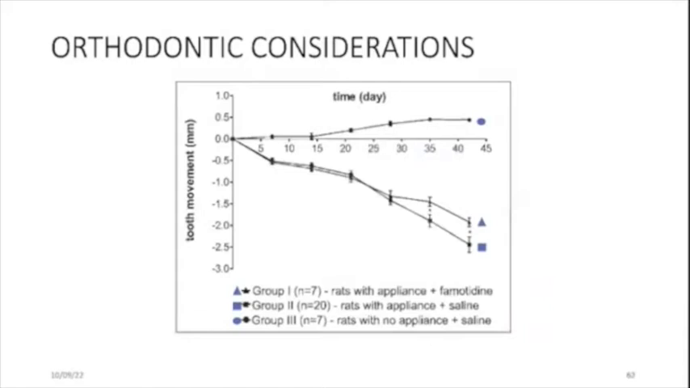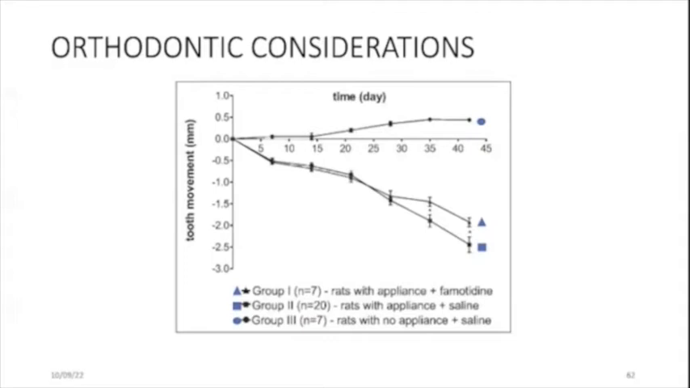So, a study was conducted in relation to this. This study was done in rats. These were divided into three groups: Group 1, 2, and 3. In all these rats, orthodontic treatment was done, and then some of the rats were administered famotidine, and then the effect on tooth movement was studied.